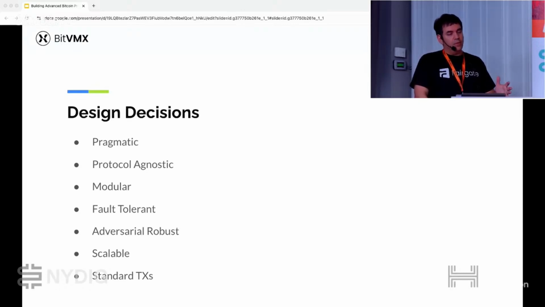Scalable. One instance of BitVMX needs to be able to handle up to maybe thousands of locked funds in the same instance. One instance of BitVMX needs to be able to control a lot of UTXOs.